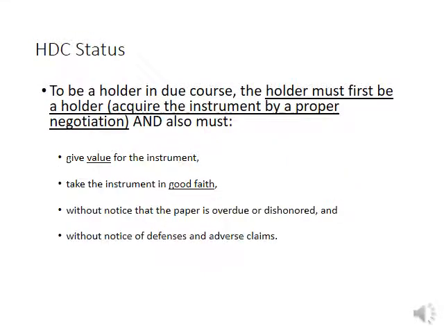To be a holder in due course, the holder must first be a holder, acquire the instrument by proper negotiation, and they also have to give value for the instrument. Take the instrument in good faith without notice that the paper is overdue or dishonored, and without notice of defenses and adverse claims.